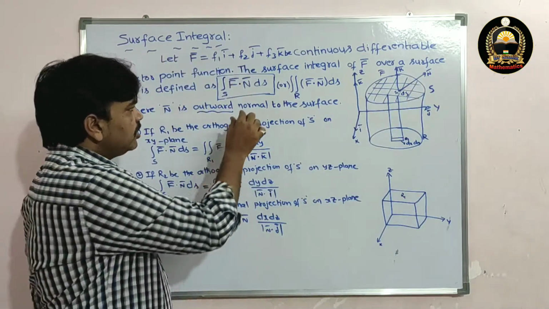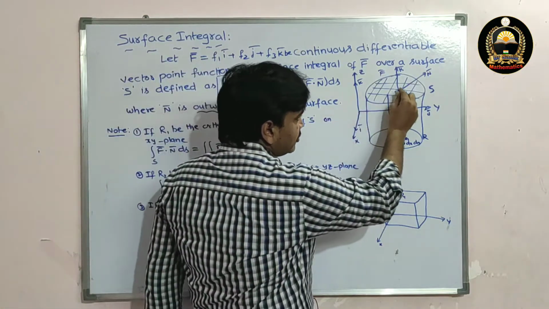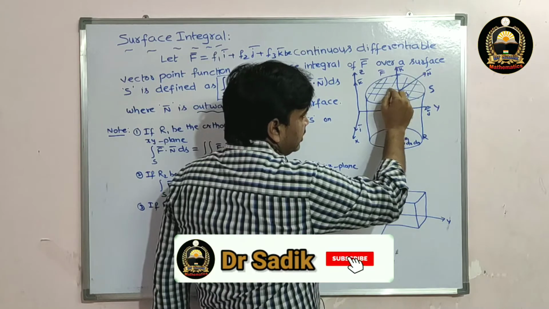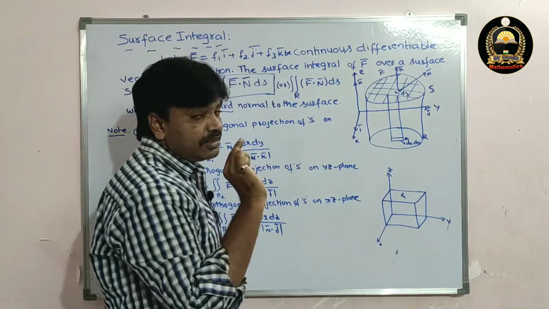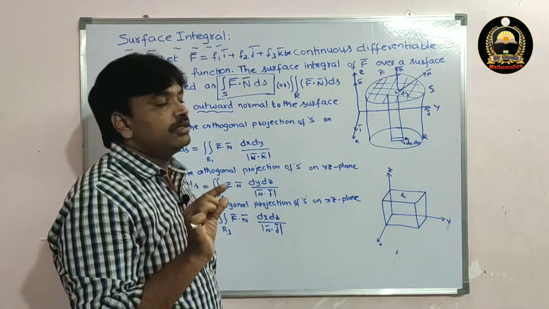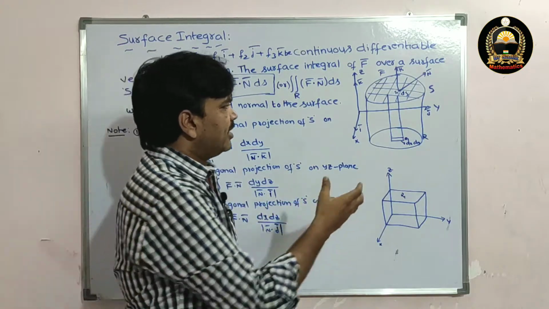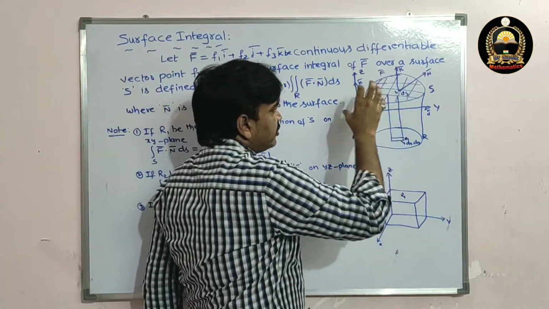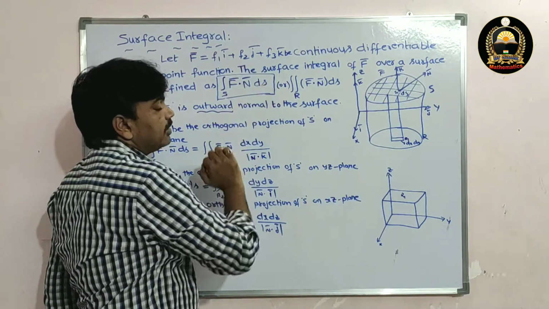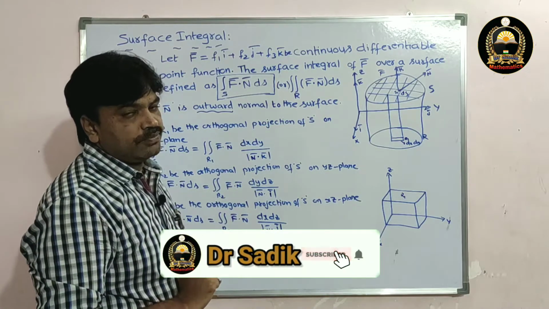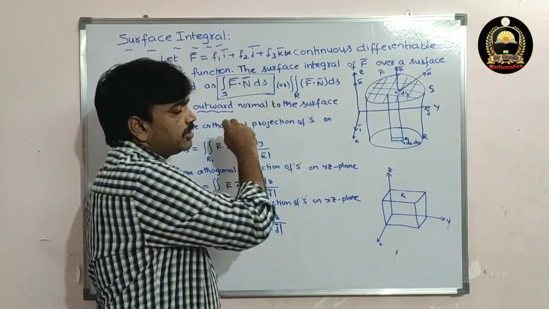Okay. Now ds. ds is a small part of the surface S. Now if we add all such regions, then we get the value of the integral over S of f bar dot n bar ds.